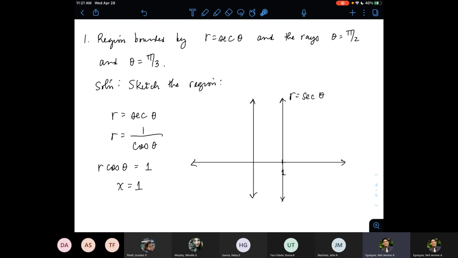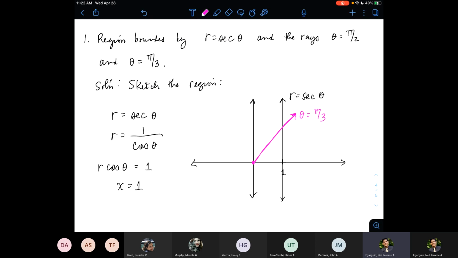And then we want to integrate or to find the area of the region bounded also by the rays theta equals pi over 2 and theta equals pi over 3. Theta equals pi over 3 could be somewhere here. It's just a half ray because that will just go for theta equals pi over 3. And the other one is theta equals pi over 2. Oh, but this would be an infinite line.